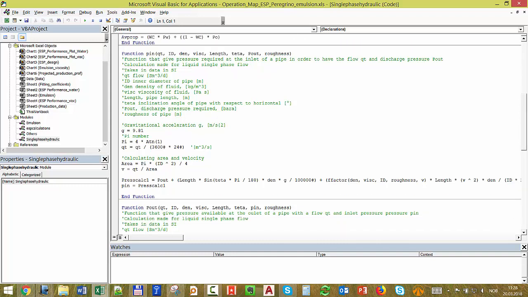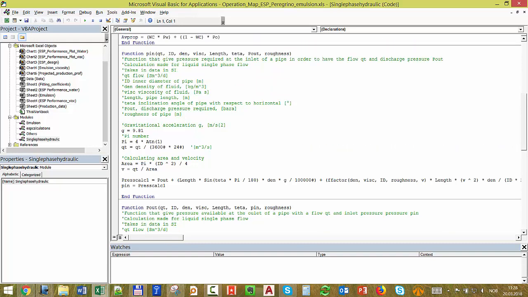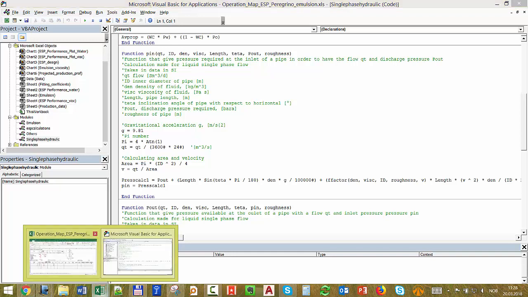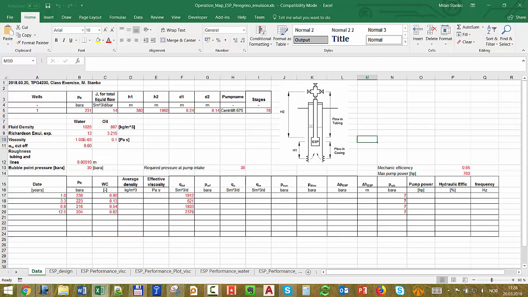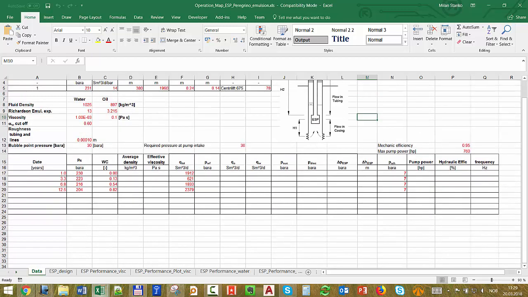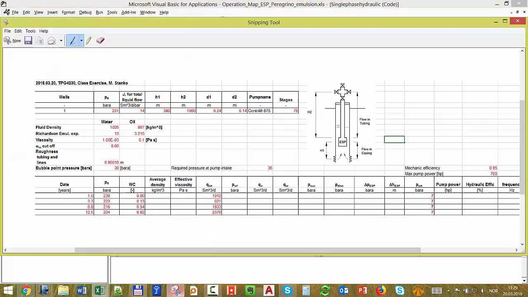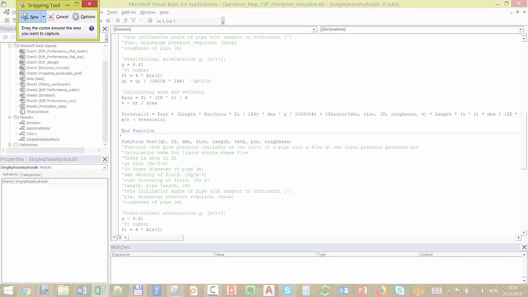Which are you going to use, P in or P out? P out. The inlet pressure is that of the conduit. Now we are looking at this part of pipe, which is flowing in the casing. This will be my P in, and I want to calculate P out, the pressure at the suction of the ESP. Let me take a screenshot of that. P out, that's the equation we're going to use.